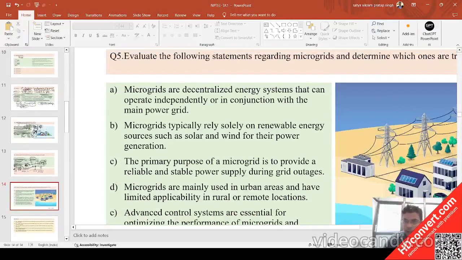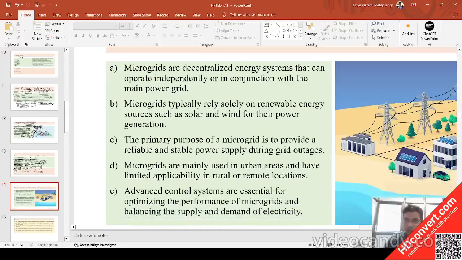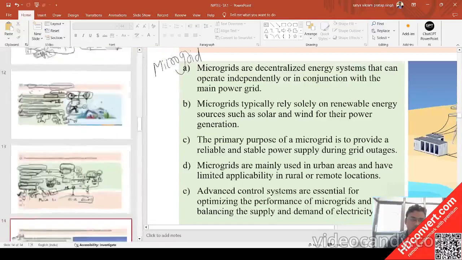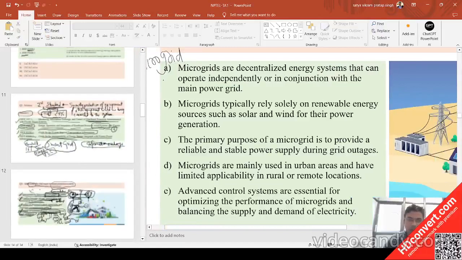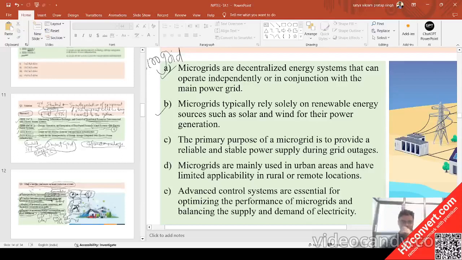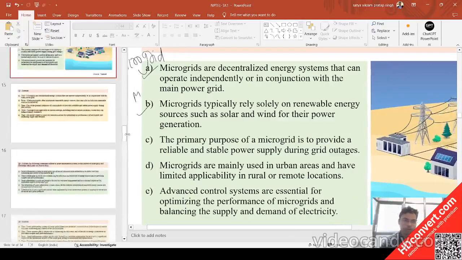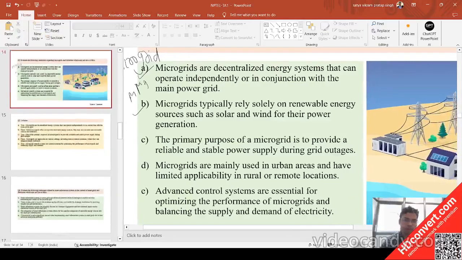Let me explain this question. This is the microgrid. Certain statements are given for the microgrid. I will explain what the microgrid is. These options are there, and you have to say which statements are correct: A, B, C, D, E. Which of the statements are correct with respect to this microgrid? With respect to microgrid, which statements are true?